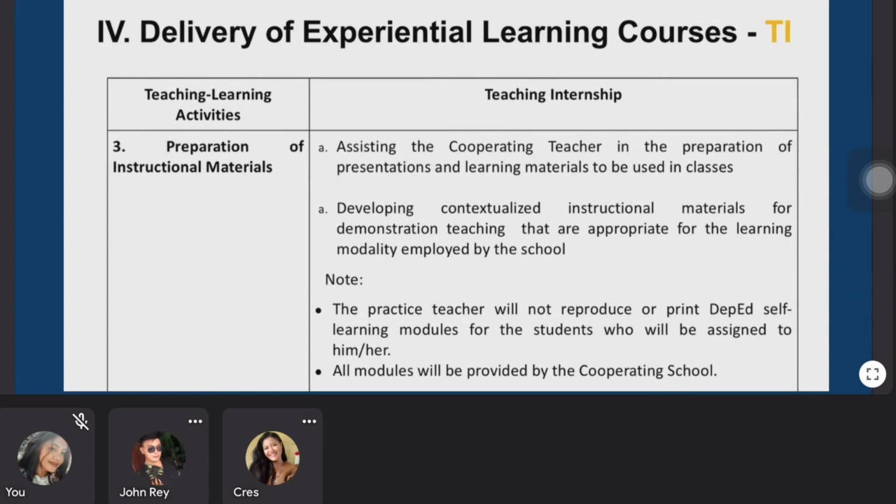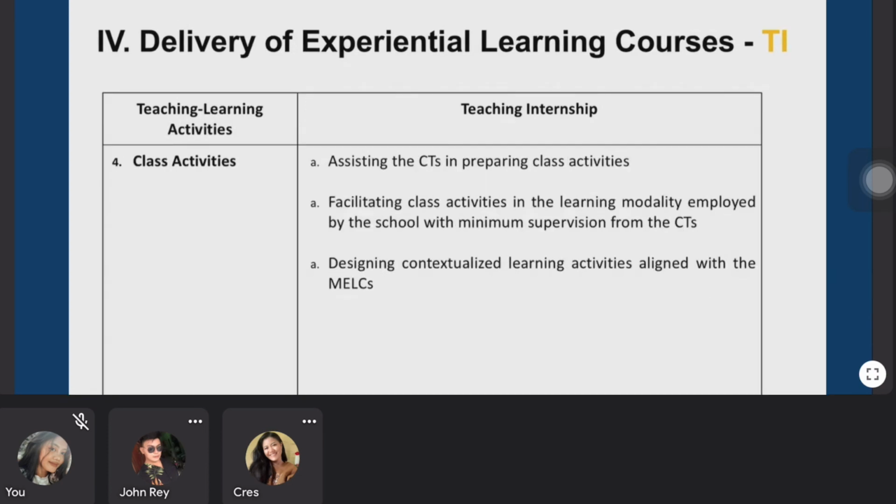The fourth one is the class activities. Also during teaching internship, first is assisting the cooperating teachers in preparing class activities. Second one is facilitating class activities in the learning modality employed by the school with minimum supervision from the cooperating teachers. And lastly is designing contextualized learning activities aligned with the MELCs. So during class activities, they assist our cooperating teacher.